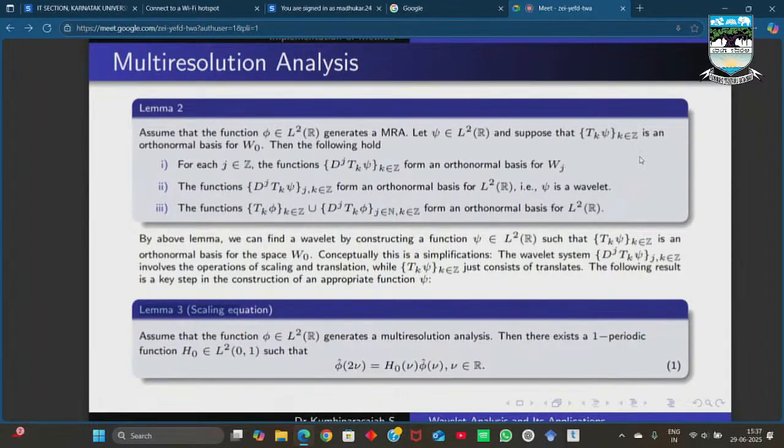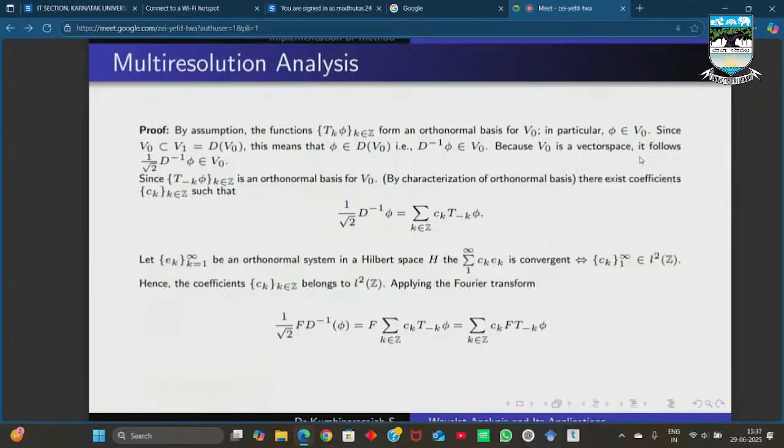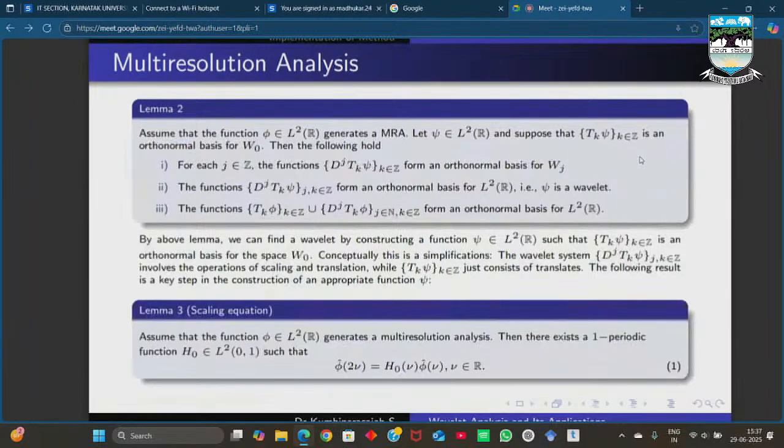So that is it already a scaling function. Then if it is a scaling function, there is a one periodic function h naught such that phi cap of 2 nu is equal to h naught of nu times phi cap of nu, where nu is any real number belonging to R. So if equation 1 is satisfied, then this phi function will become a scaling function, and this h naught will become a one periodic function.